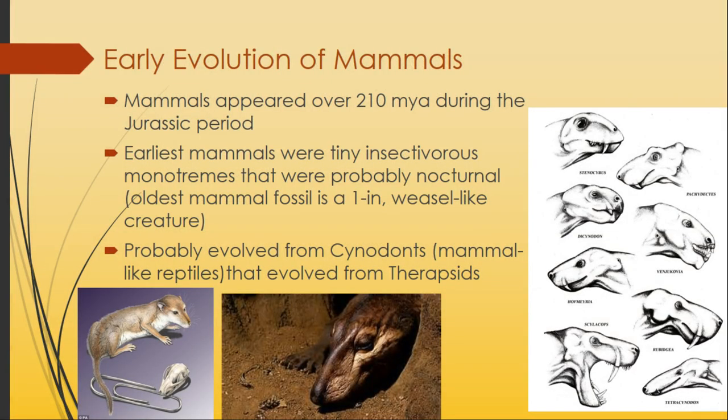So mammals actually appear about 210 million years ago during the Jurassic period. The earliest mammals were tiny insectivores. They were monotremes, and those are egg-laying mammals, and they probably looked like little shrews. And they evolved from some mammal-like reptiles called cynodonts, and those evolved from therapsids, okay? And so the hair, by the way, is a modified scale. So those therapsids and the cynodonts had this hair-like scale transition stuff, okay?